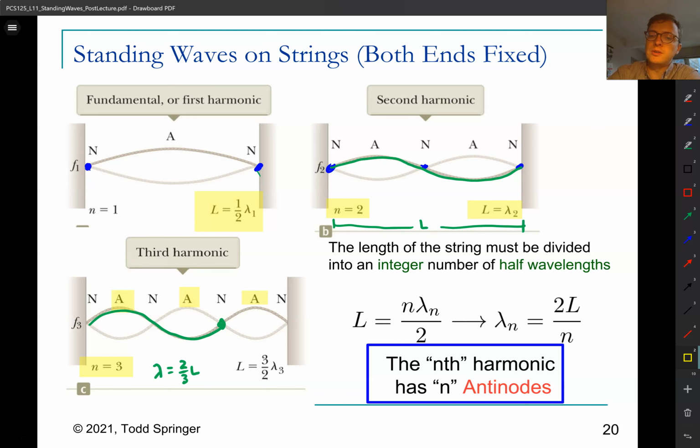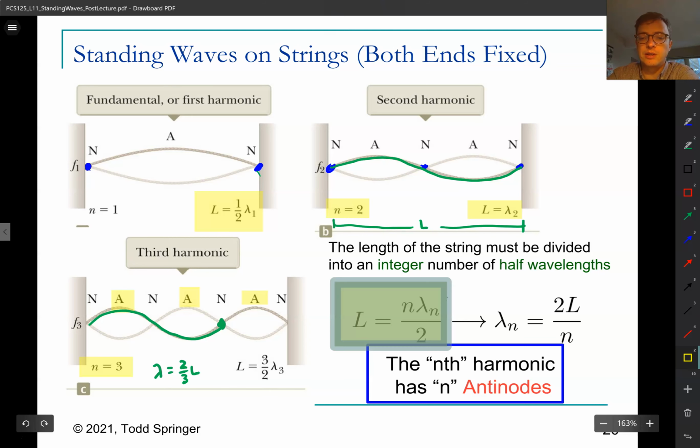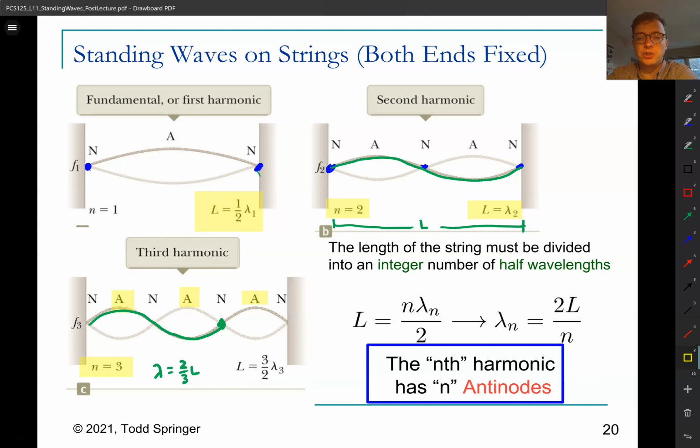So hopefully you're seeing examples of this particular formula, which I mentioned on the previous slide. The length of the string is divided into an integer number of half wavelengths. So if n equals 1, I've divided it into 1/2 wavelength. Right? So there's 1/2 wavelength and 1 antinode. If n equals 2, I've got 2/2 wavelengths, which is a full wavelength, and 2 antinodes. If n equals 3, I've got 3/2 wavelengths and 3 antinodes.